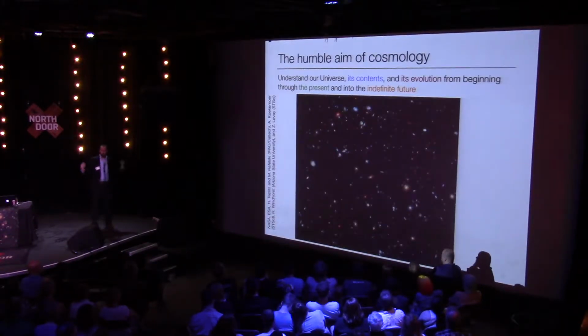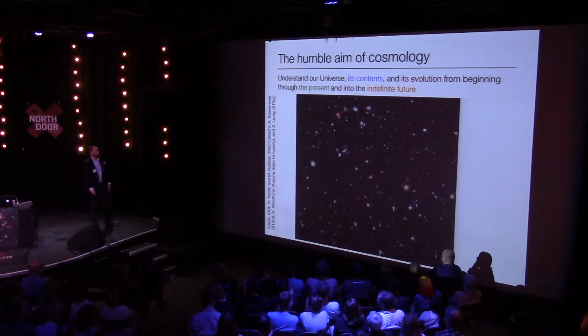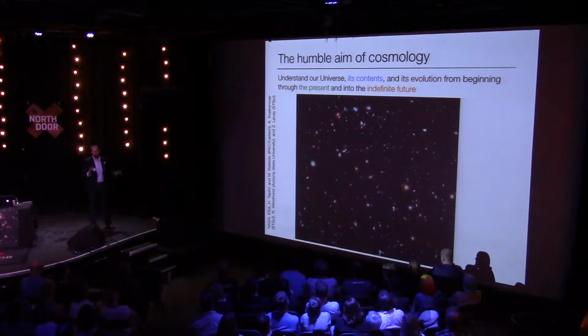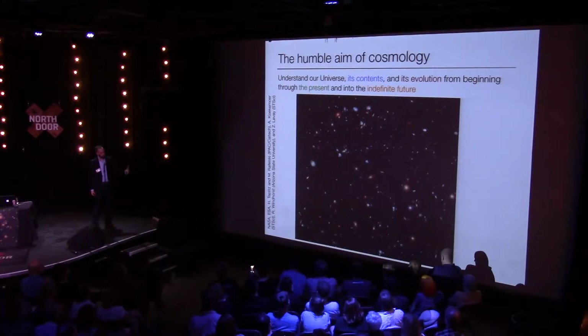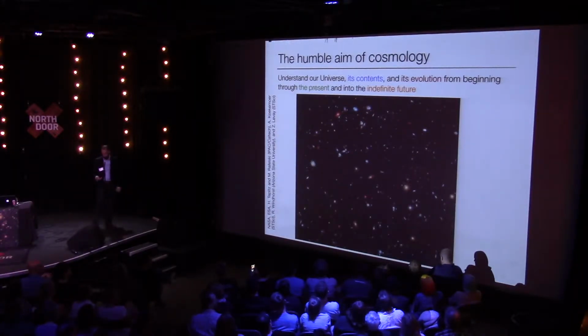Right, okay, so I'm a cosmologist. What I study is the universe, apparently. So the goal of cosmology is to understand our universe, its contents, and its evolution from the beginning through the present and into the indefinite future. So if you're doing it, it pretty much is encompassed by cosmology by this definition. But really what we're trying to understand is the evolution of cosmic structure, how galaxies that we see here in an image like this would have formed, how they evolve, where we came from, where we're going.